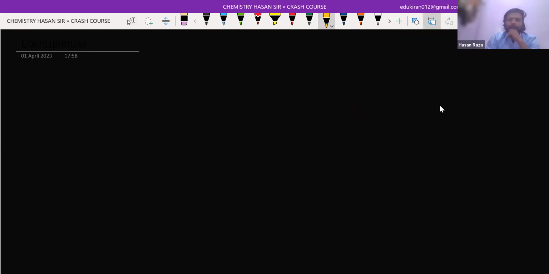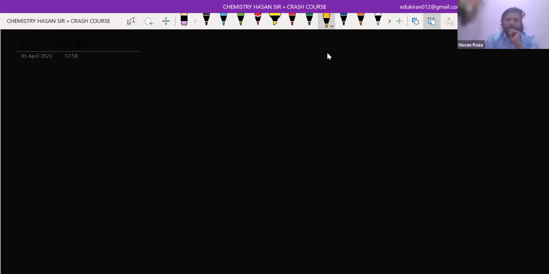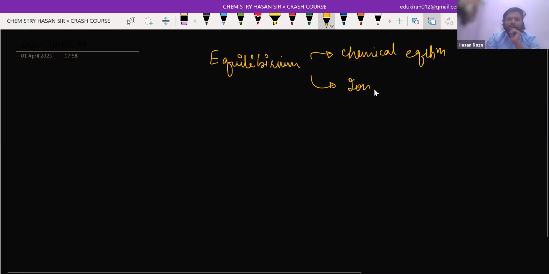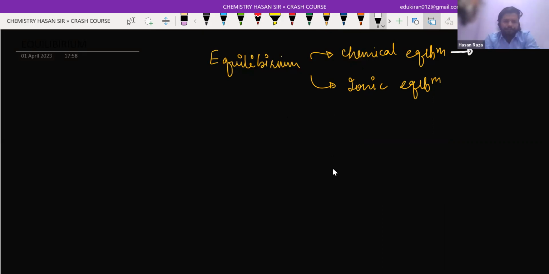So, can everyone see the screen? Yes, sir. Okay. So, here is your equilibrium. Actually, there are two chapters in this. The first one is chemical equilibrium, and the second one is ionic equilibrium. We will try to cover this part today. Chemical equilibrium. Very easy. First of all, I'm going to tell about this chemical equilibrium.